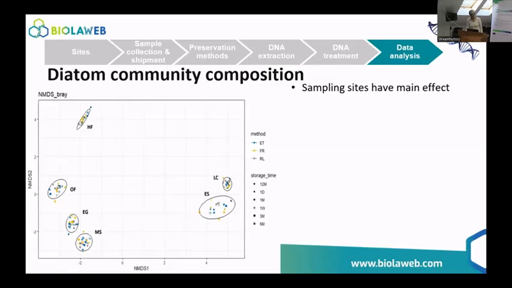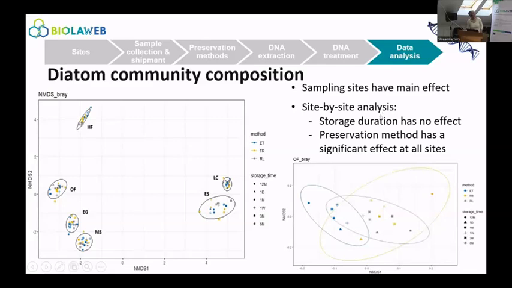If we go more in depth into the community composition of the diatom assemblages, here you can see still the same color code. And here you have the two marine sites. You see that the samples from the different methods and the different dates are quite grouped for the Spanish site and for the Croatian site. And you can see also that for each freshwater site, there were very well clustered assemblages. So you can see that sampling sites have the main effect.